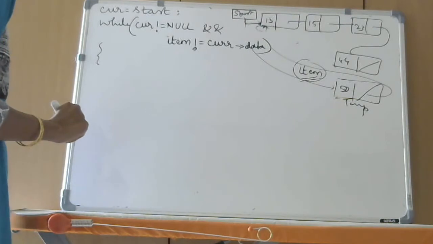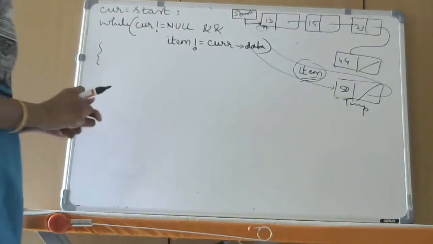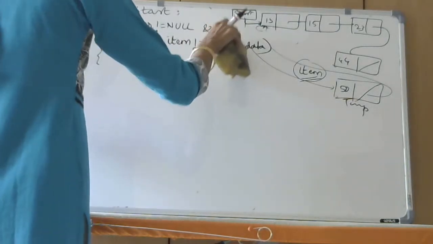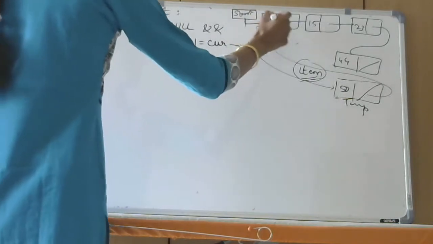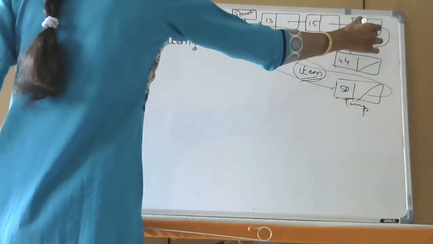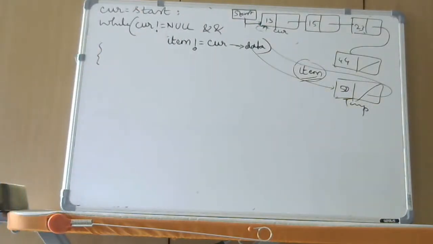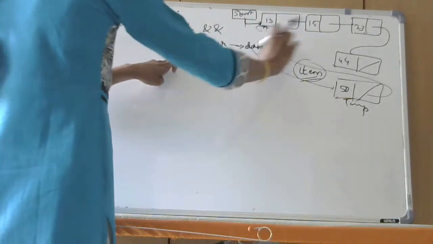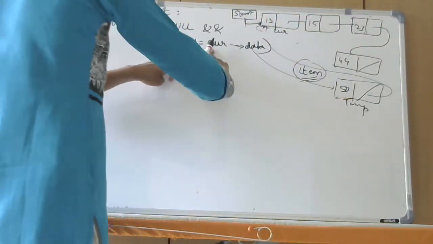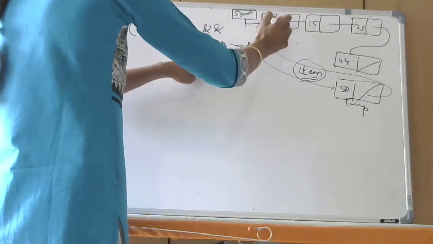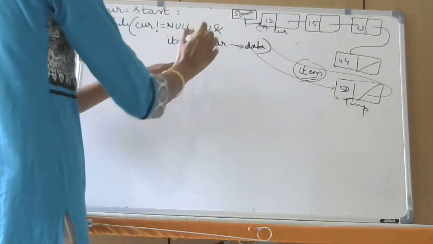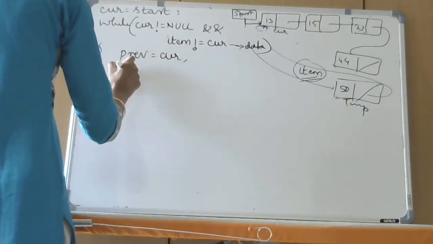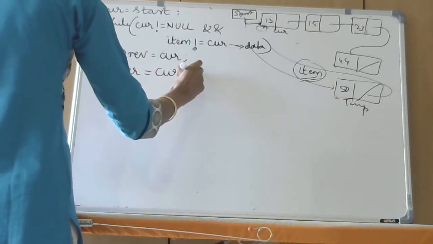Why did I write this? Current is equal to start. Correct? So this will be my current. I have to traverse up to 23, is it not? So I should take a pointer. It's like a for loop, a looping variable. So if current is not null and item is not equal to current of data. What is my item? I want to insert before 23. So item is not equal to current of data. Current of data is what? 13. So both the conditions are satisfied. So what will I do? Previous is equal to current. Current is equal to current of next.